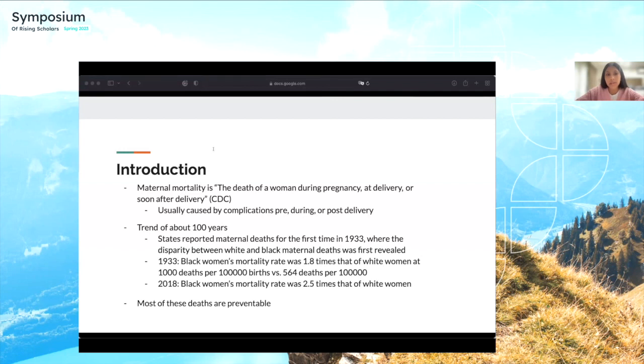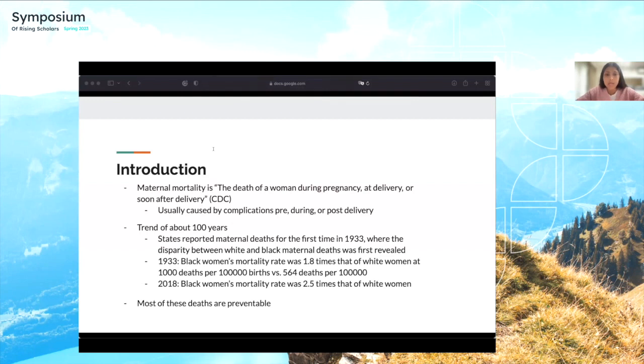The racial disparity in maternal death is not something new that has been happening only recently. It has existed for almost 100 years. States first reported maternal deaths in 1933, where the disparity between Black and white patients was first revealed. And in 1933, Black women's mortality rate was 1.8 times that of white women, where Black women experienced 1,000 deaths per 100,000 births versus 564 deaths per 100,000. This number has only increased, and in 2018, the mortality rate was 2.5 times that of white women.